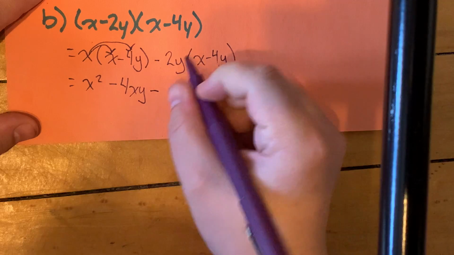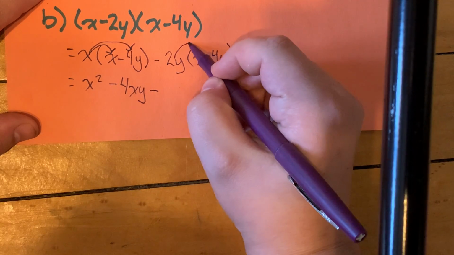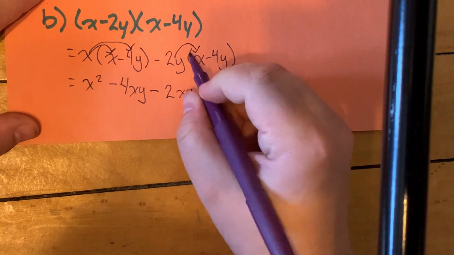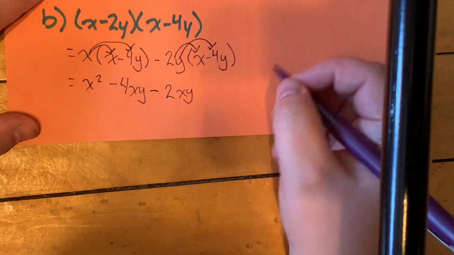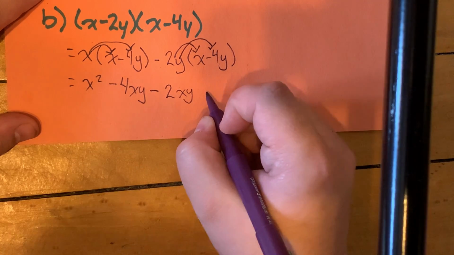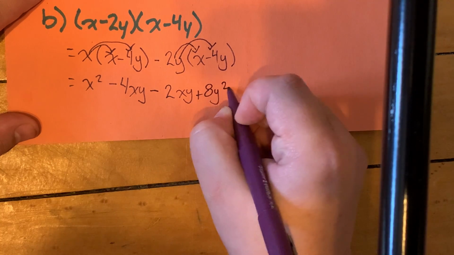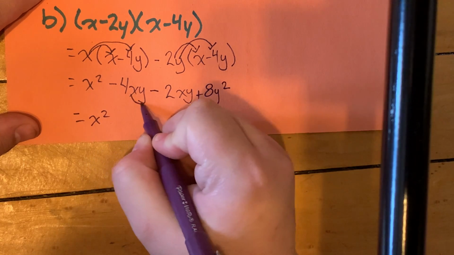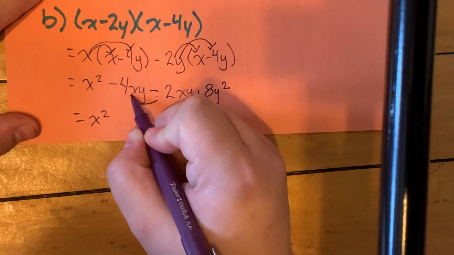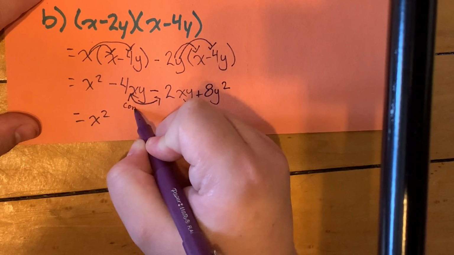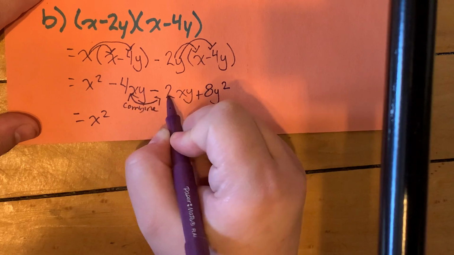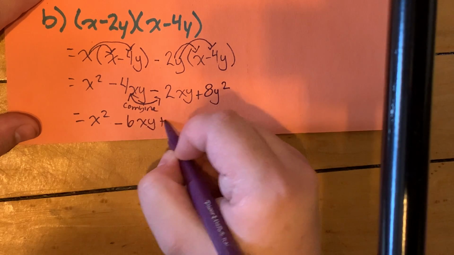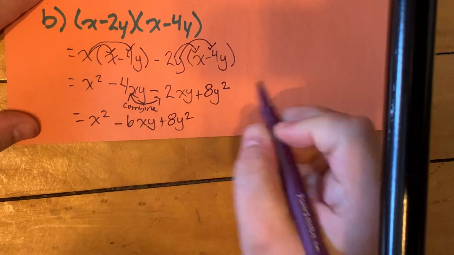Then we're going to go take away, because this is a negative multiplied by a positive. Negative 2y times x becomes negative 2xy. Negative 2y times negative 4y becomes positive 8y squared. This then becomes x squared. We're going to combine these together, so I'll just make a note of that for you. Negative 4 take away 2 is negative 6. Keep our xy, and then plus 8y squared.